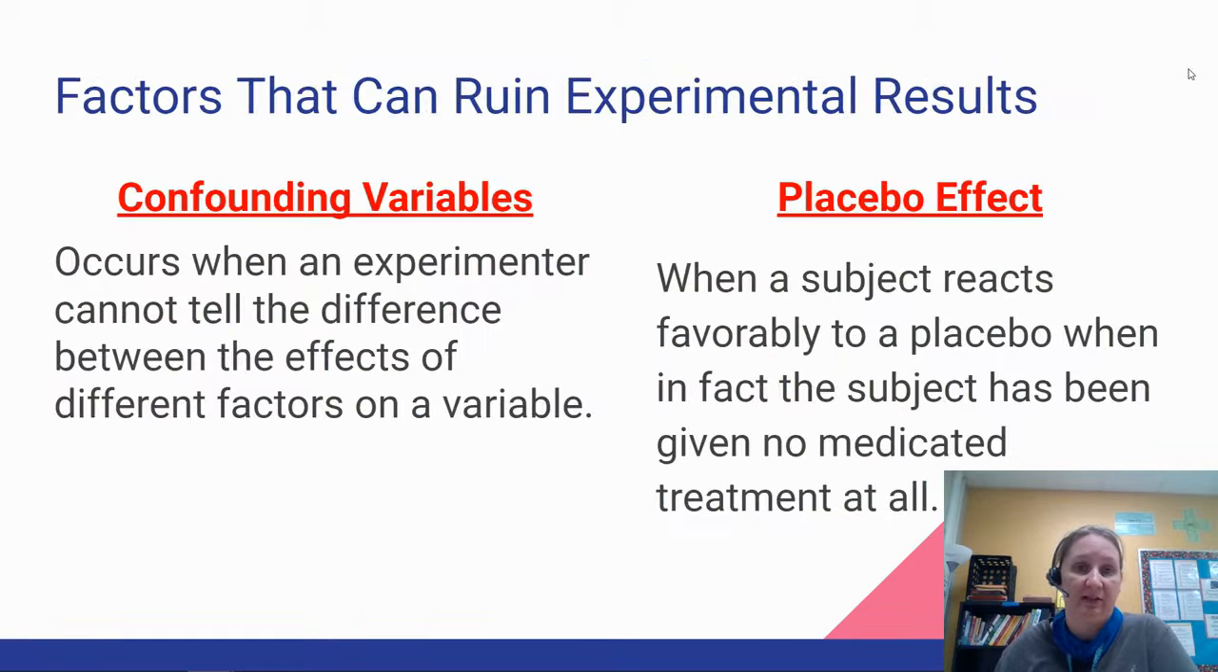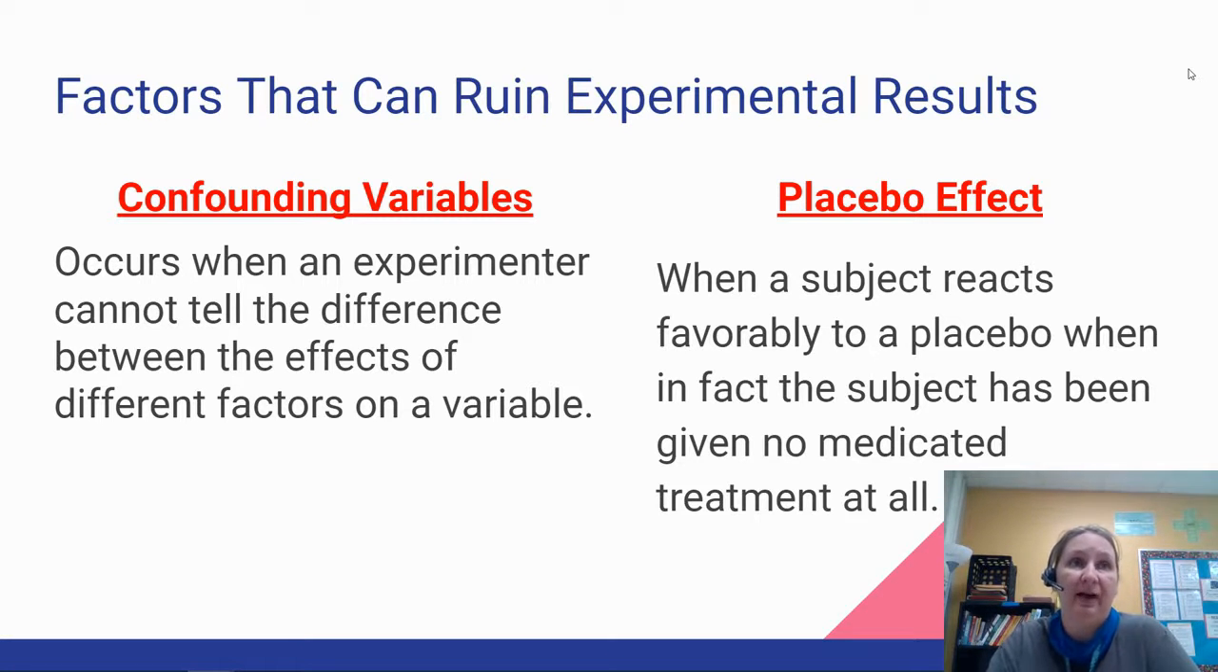And that is okay. So there's one more thing about notes we need to look at. That's factors that can ruin experimental results. So when you're doing an experiment, there are two things that can ruin results. One is called confounding variables. This occurs when the experimenter cannot tell the difference between the effects of different factors on a variable.